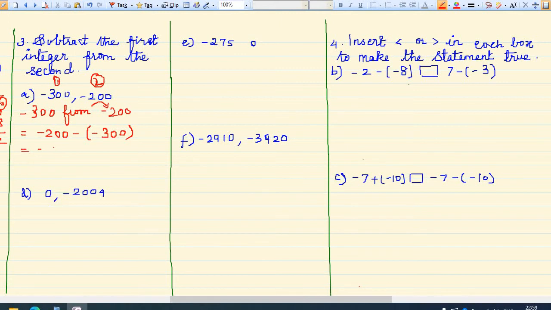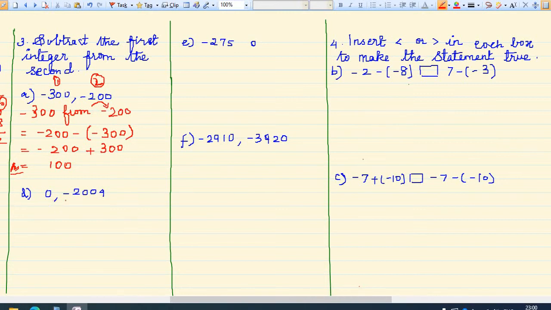Now remove the bracket. Minus 200 minus into minus is what? Plus 300. So alternate symbol. So I am going to subtract. 300 minus 200 is what? 100. And plus is having more. So for that, I have to put the plus symbol.